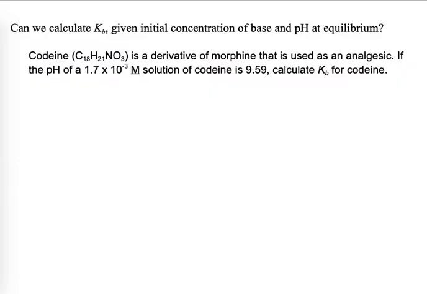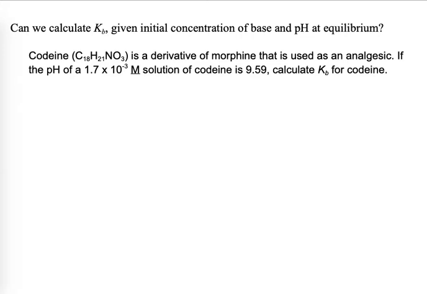Can we calculate Kb if we are given the initial concentration of base and the pH of equilibrium? This is very similar to problems that we've done before in Chapter 13 and earlier in Chapter 14. So here we have codeine, a derivative of morphine that is used as an analgesic. If I give you the pH of a solution and we know the initial concentration, can we calculate Kb?